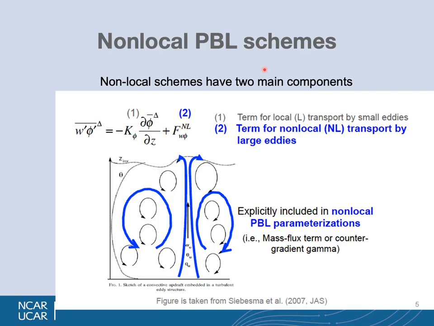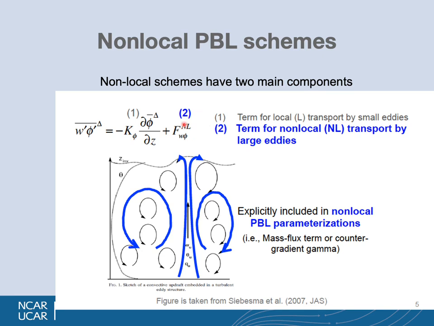Non-local schemes are represented by this diagram. In any PBL scheme, we're trying to represent a vertical subgrid flux, w'theta', or w'phi' as a general variable. And usually there's a local component, which is just the K diffusion type term proportional to the local vertical gradient and the K parameter. But then there's this non-local term, which is represented in various different ways in these different PBL schemes.